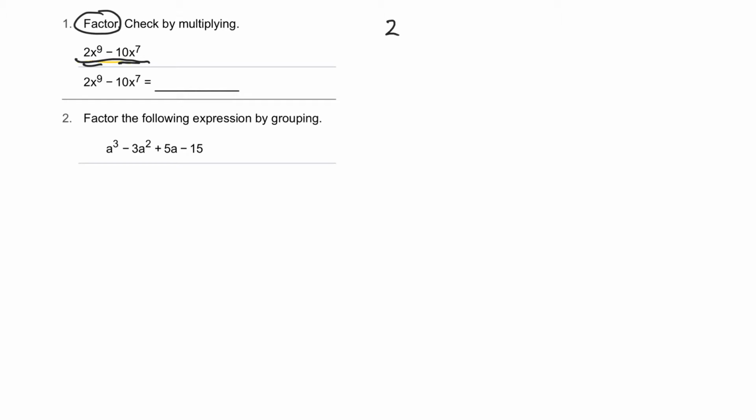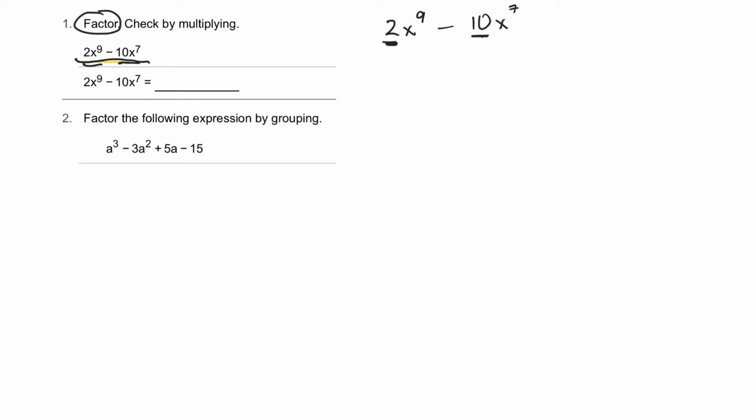So let me rewrite it. So 2x to the 9th minus 10x to the 7th. Let's look at numbers first. So is there a number that will divide evenly into both 2 and 10? 2. And I guess you can do that by looking at they're both even numbers. Also 10 is 5 times 2, so there's a common factor of 2 in there.